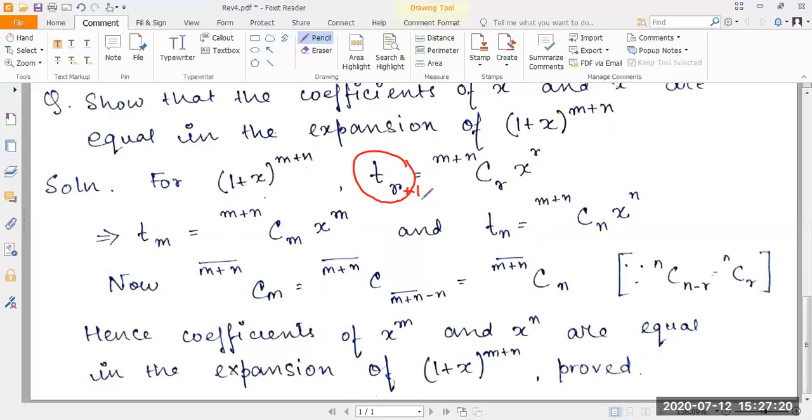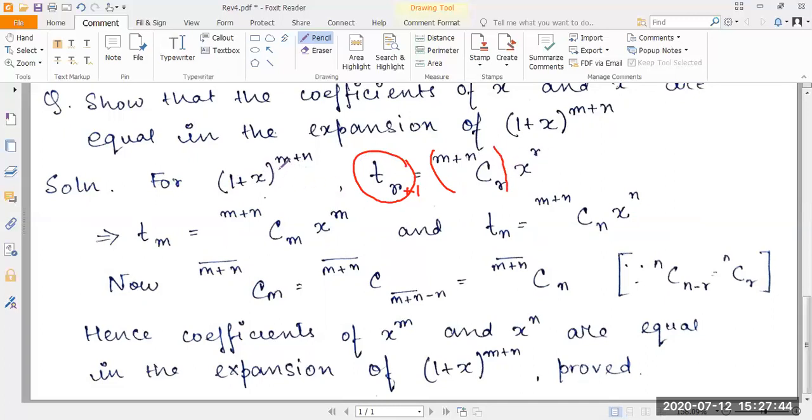So we can express the (r+1)th term of the expansion as (m+n)Cr x to the power r, because since it's 1, any 1 to the power anything is 1 itself, so we can ignore this part. So we get (m+n)Cr x to the power r.